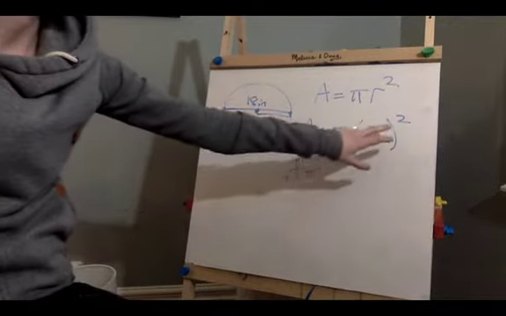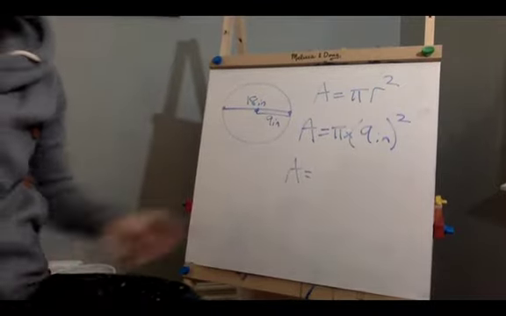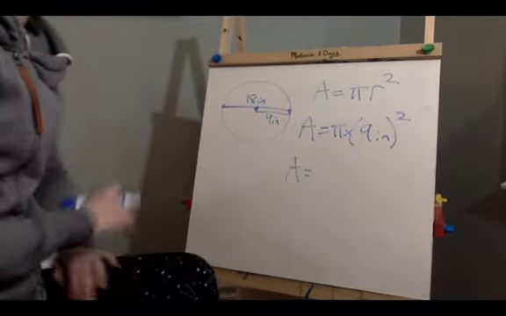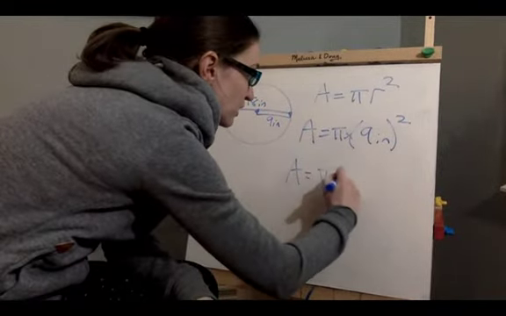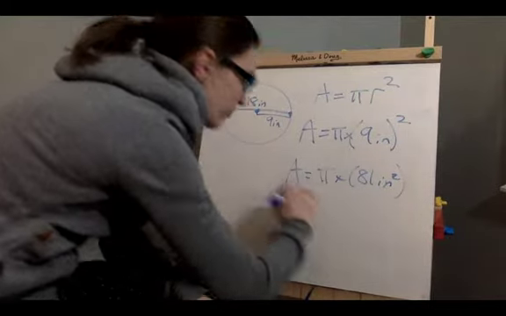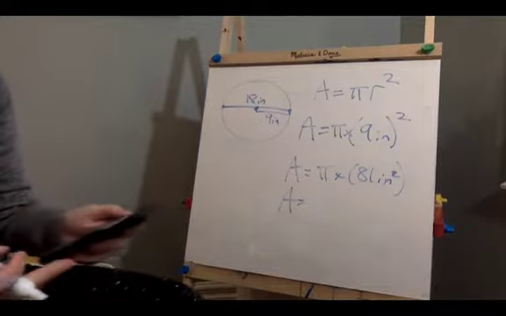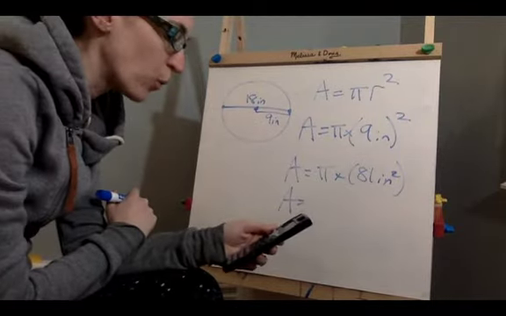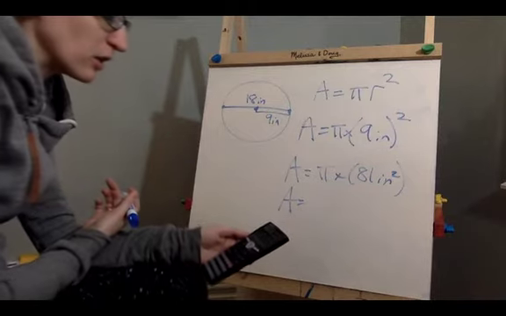So again, don't forget to apply your exponents before you do your multiplication. So do your 9 inches squared, so 9 squared, 9 times 9 is 81. So you get pi times 81 inches squared. Then you'll multiply that by pi. You get a value of 254.469. So let's say we were asked again to round that to the nearest tenth.